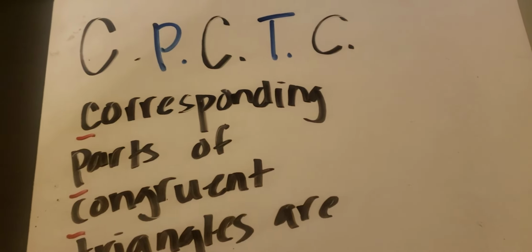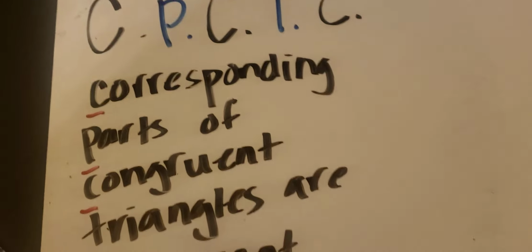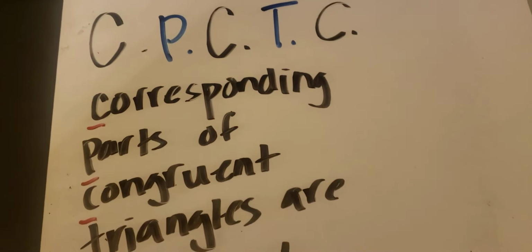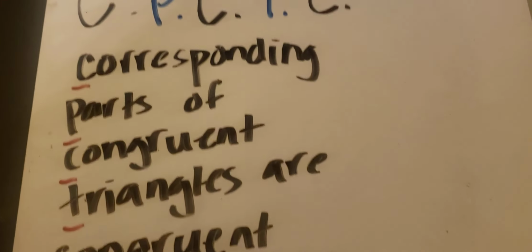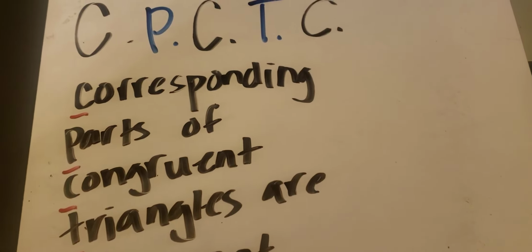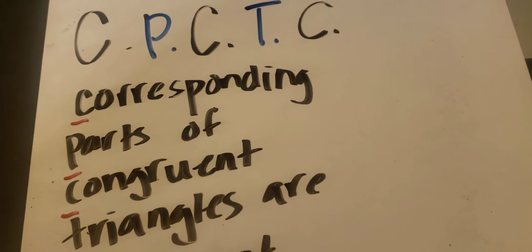All right, boys and girls, the last lesson that we're doing for today is CPCTC, and that stands for corresponding parts of congruent triangles are congruent. This is used mostly for proofs, and it's only after you've already proven that the two triangles are congruent.